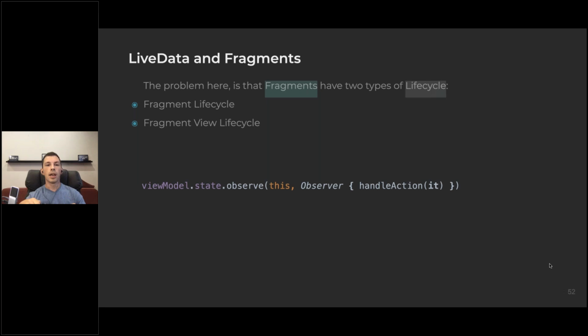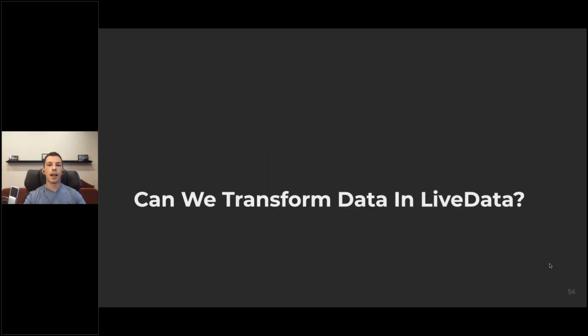How to do it? Here's a line of code where we observe values from our state live data, and this is the instance of our fragment. To use the view lifecycle, we can replace this instance with the view lifecycle owner. Pretty simple. Okay, we can set data, receive data.